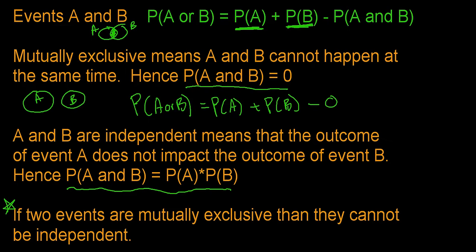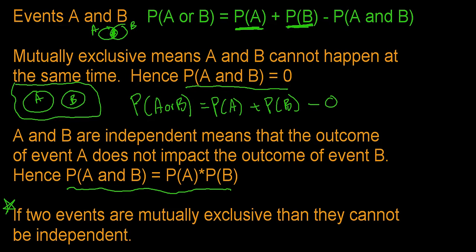And that makes sense to us because if you have two events that are mutually exclusive, like this picture shows right here, two events, A and B, that have no overlap, the moment that A occurs, B is impossible to occur because they cannot happen at the same time, which is what mutually exclusive means. So that means that the moment A occurs, it certainly affects the probability of B.